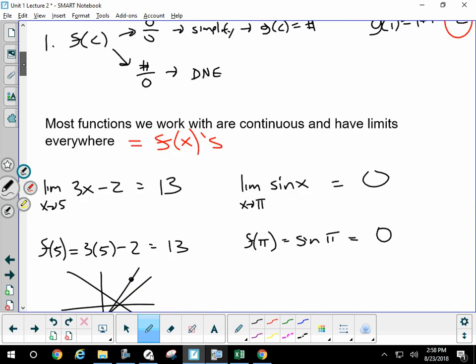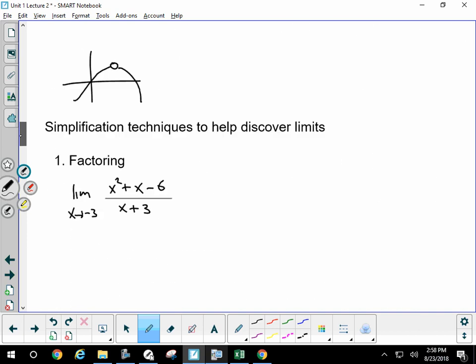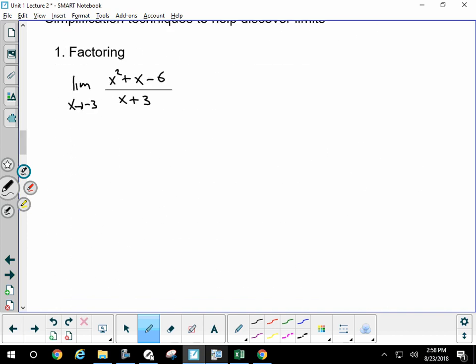All right, but for the rest of the examples we're going to do, we are going to have situations where f of c, in this case f of negative 3, is 0 over 0, which means we have a hole on our function at this x location. Let's look to algebraically simplify, remove the hole, and find the location of our hole with our new function. All right, and this is where it turns into a review of algebra.